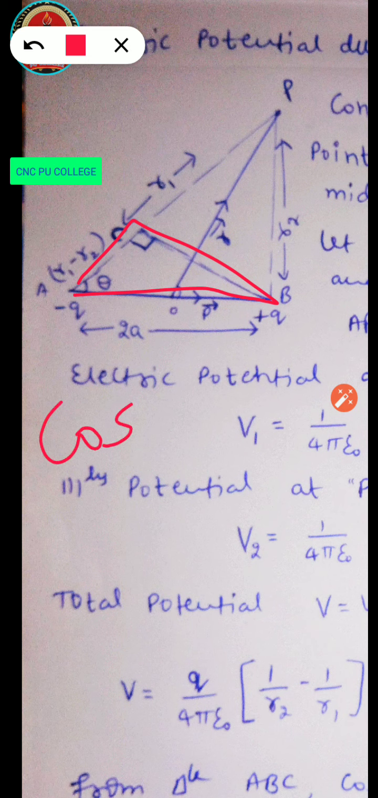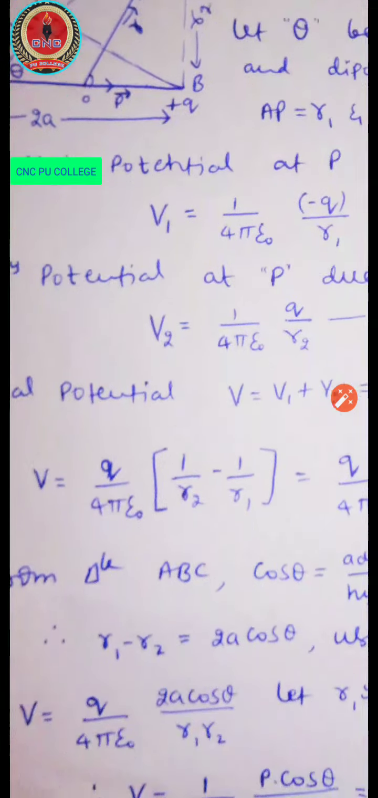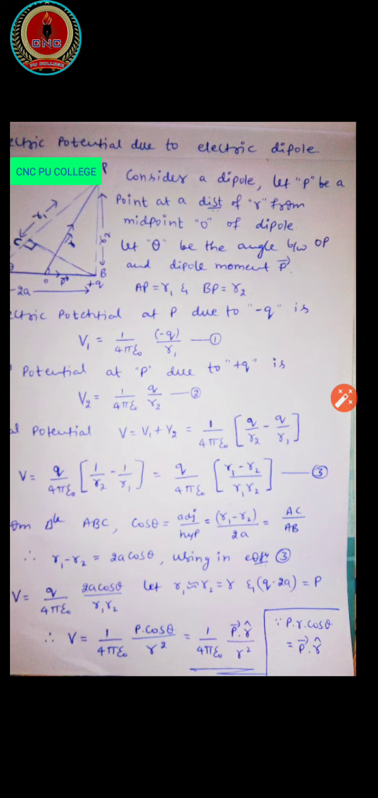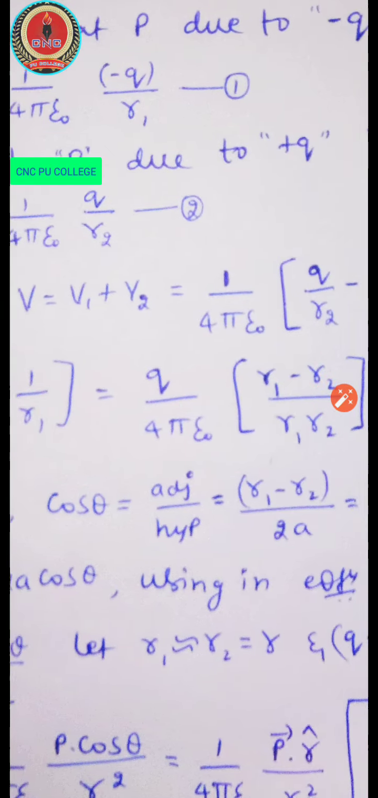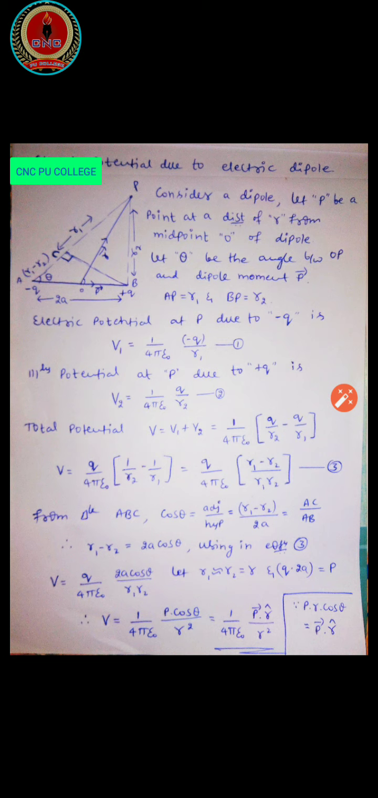We know that cos theta is equal to adjacent by hypotenuse, right? So from the triangle ABC, cos theta is equal to adjacent by hypotenuse. Adjacent is nothing but AC, hypotenuse is nothing but AB. So cos theta is equal to AC by AB. From the diagram, what is AC? AC is nothing but r1 minus r2. What about AB? That is 2a. Therefore, r1 minus r2 is equal to 2a cos theta.